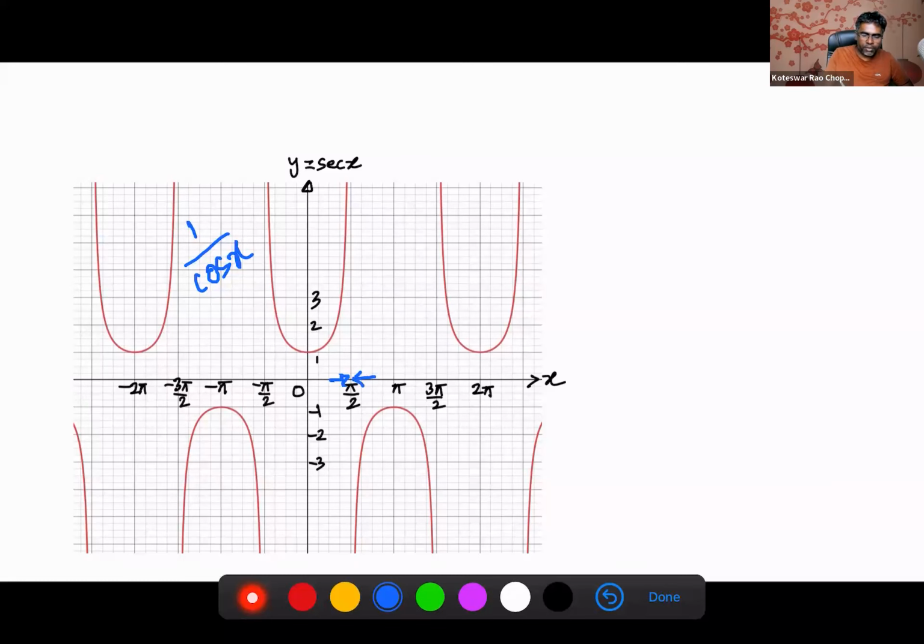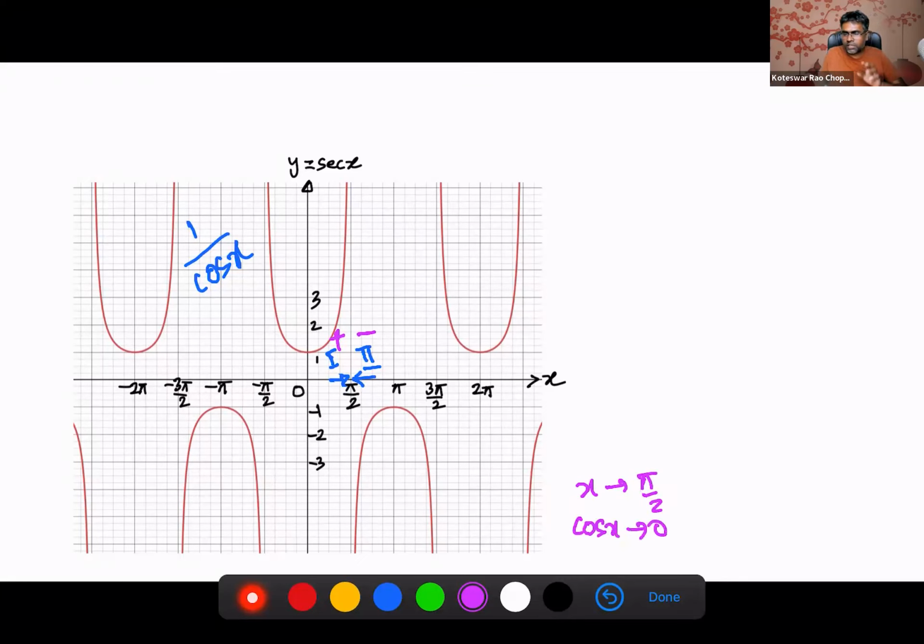Okay. If you are coming from the left side to pi by 2, that means you are still in the first quadrant. If you are coming from the right side to pi by 2, that means you are in the second quadrant. Now you know that in the first quadrant, your cos values are positive. In the second quadrant, your cos values are negative.